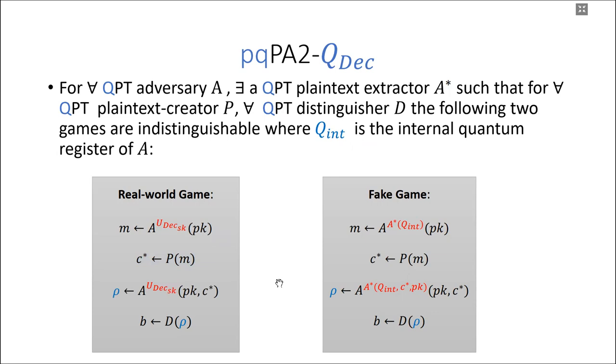PQPA2 with the quantum decryption queries is defined similarly, so we just replace the decryption queries with the quantum decryption queries. So A is allowed to make quantum decryption queries, and A star has to simulate the quantum decryption queries.